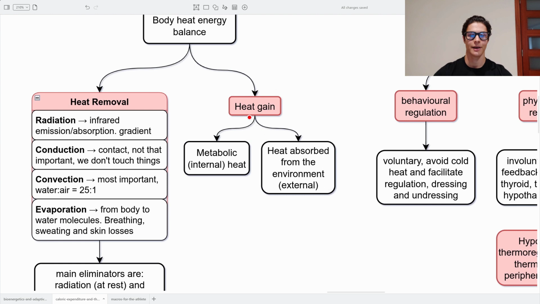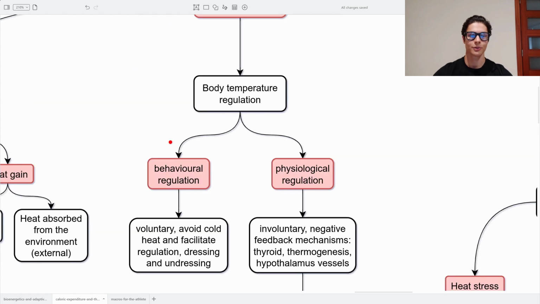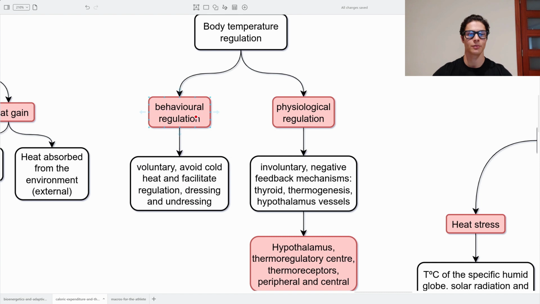On the other hand, heat gain. This is due to metabolic internal heat and heat absorbed from the environment, the external one. The metabolic internal would be thermogenesis, from the brown fat, for example. So how does the body regulate the temperature? Well, there is a behavioral regulation, which is voluntary, and we do it to avoid cold or heat and facilitate the regulation. This is dressing and undressing.